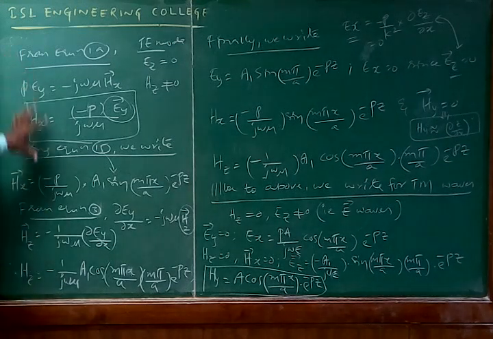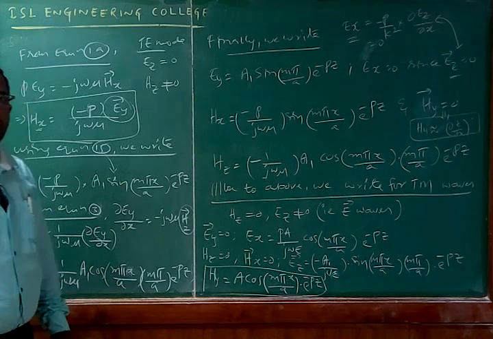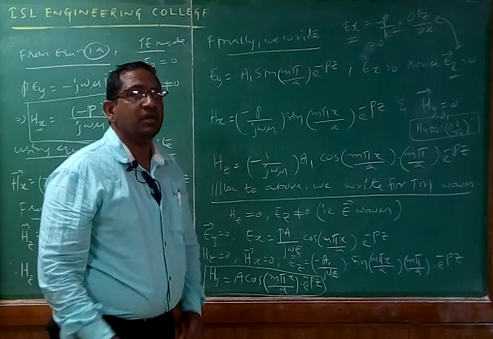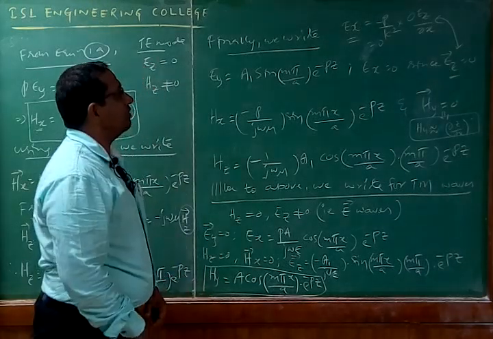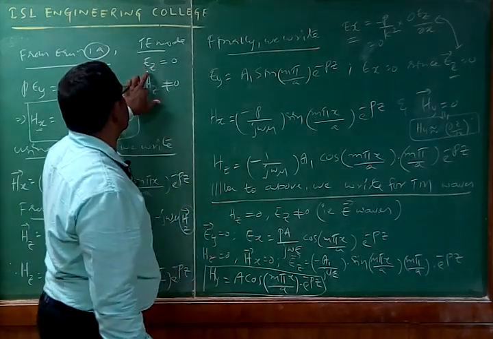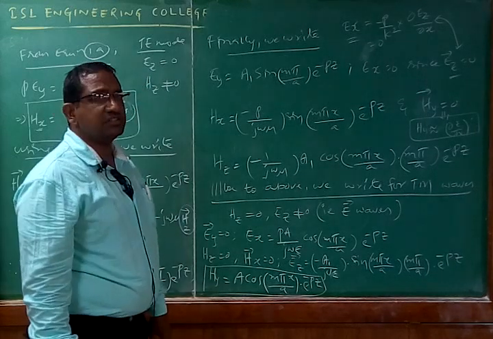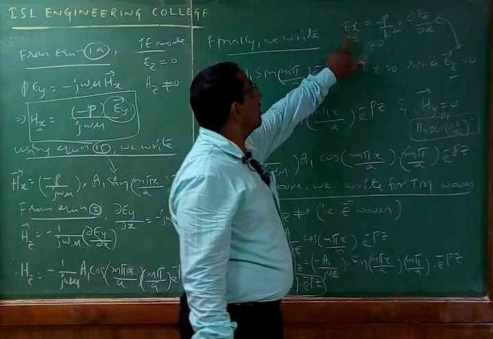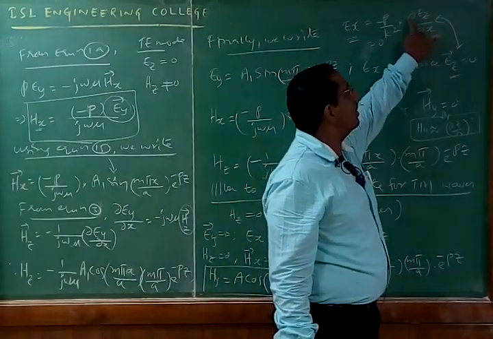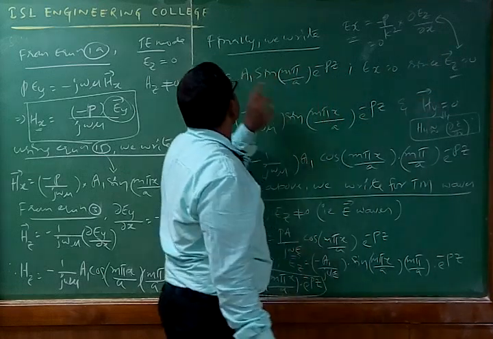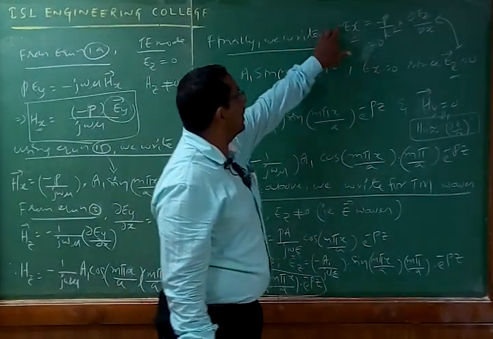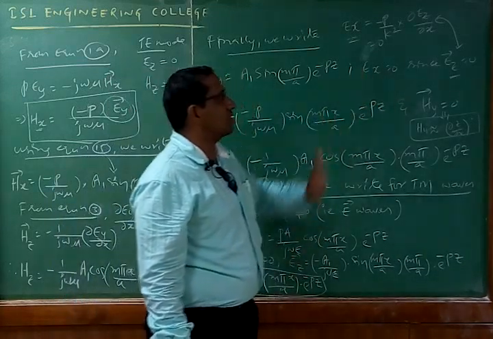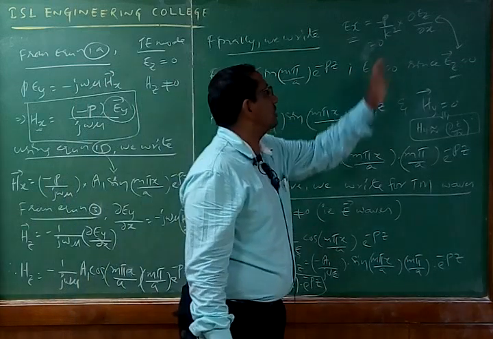After we get all these things, we have all the components to finally represent the TE mode wave equation. So what is the TE mode representation now? We just mentioned that Ez is 0. Since Ez is 0, and we have developed an equation for Ex in terms of dou Ez by dou x, the Ex component also becomes equal to 0.